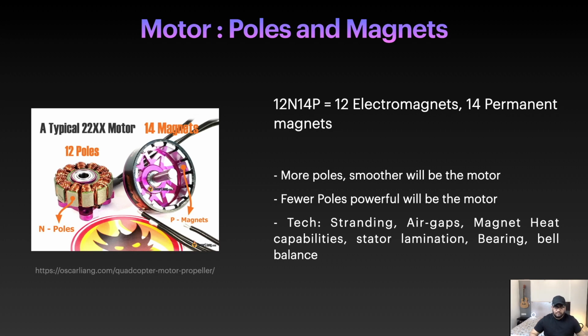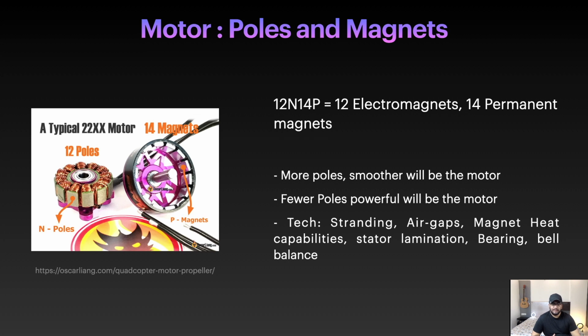Over the period of time, since I first started making drones and planes, the motor has evolved a lot. Based on these factors, like what kind of wire has been used, how many turns each pole has, what is the gauge of this wire, what is the quality of this wire, and what is the amount of gap between permanent magnets and electromagnets. This is called an air gap. You want this gap to be minimum, but of course it cannot be zero, otherwise your motor will not rotate.